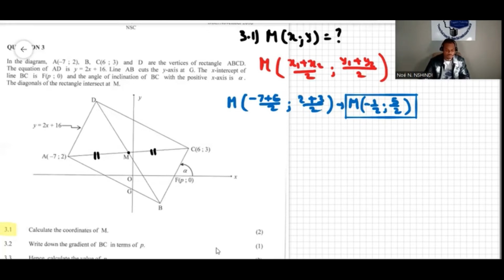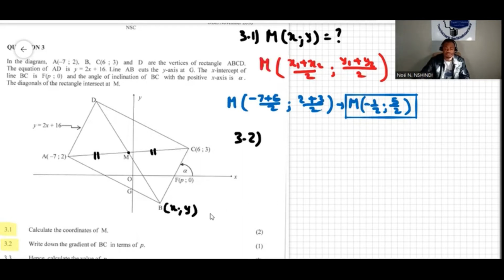Question 3.2 says write down the gradient of BC in terms of P. Right here, question 3.2, we want the gradient of BC in terms of P. So when we look at the point B here, the coordinates of B are unknown. We have x, y. So how can we get this in terms of P?